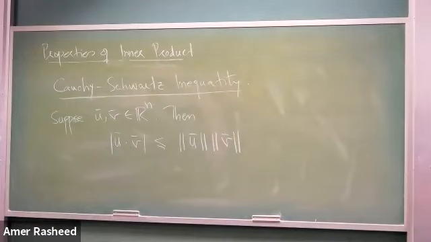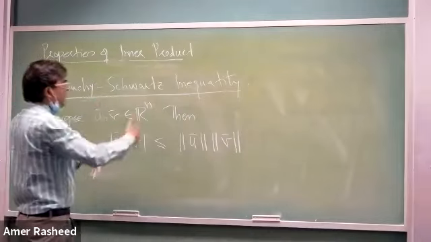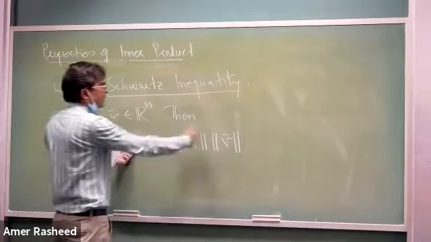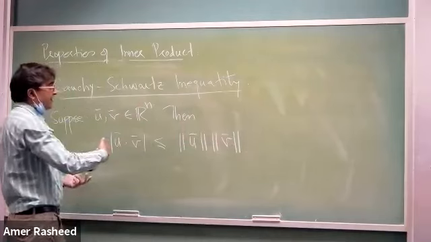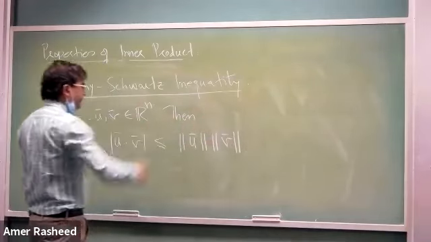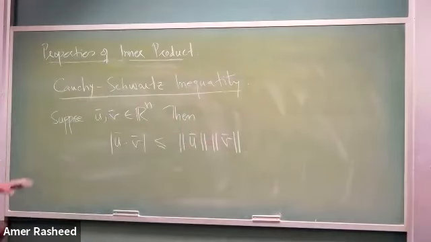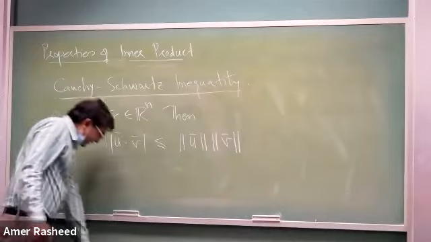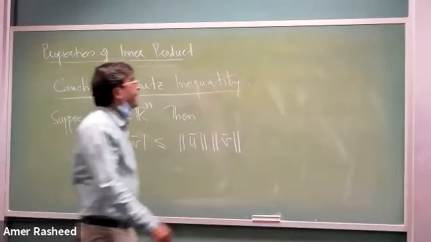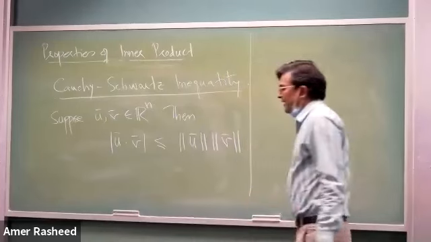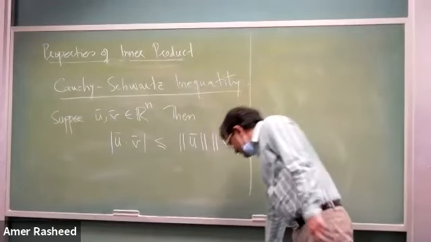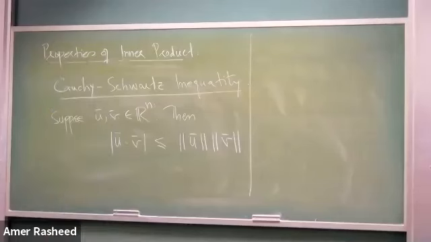This is some kind of relationship between the dot product of two vectors and their norms. This is called the Cauchy-Schwarz inequality. And how do we prove it? In order to prove it, we need to start with some specific kind of vector and its dot product with itself.